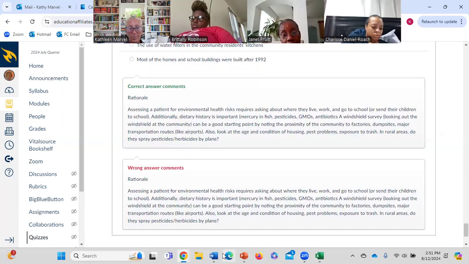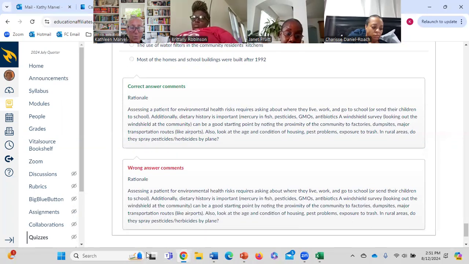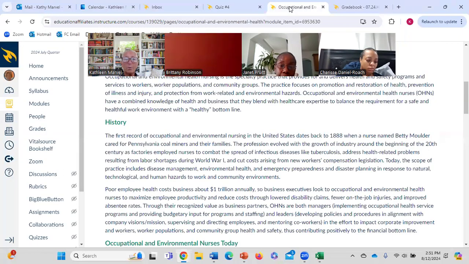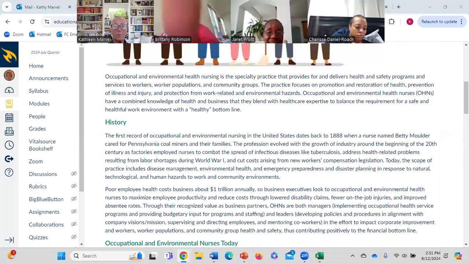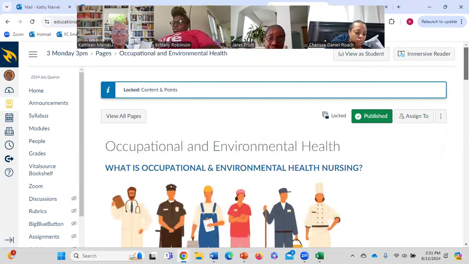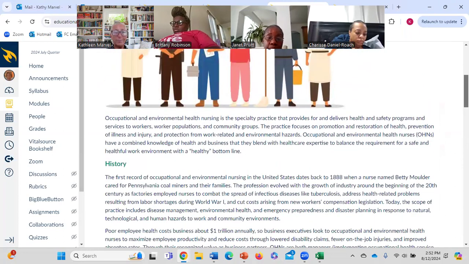Let me jump to our module. This is an excellent summary in your module this week. We tend to talk about occupational and environmental health together, but there are a lot of similarities, and there are obviously some stark differences.